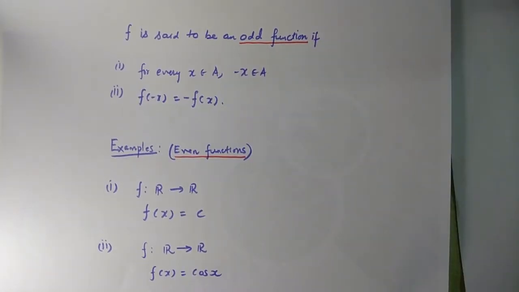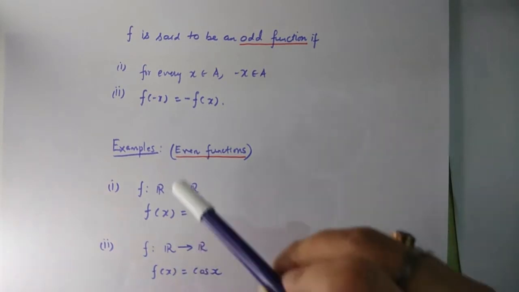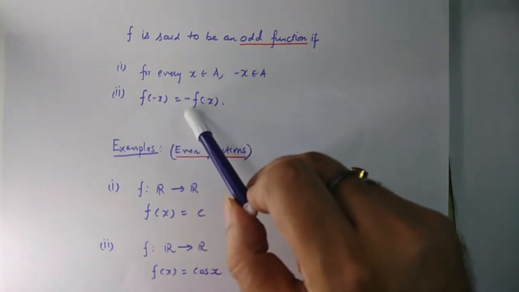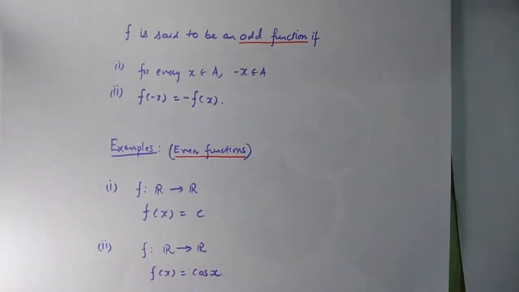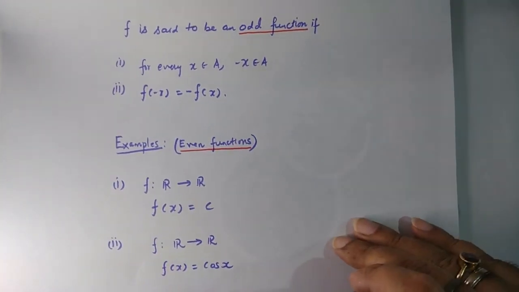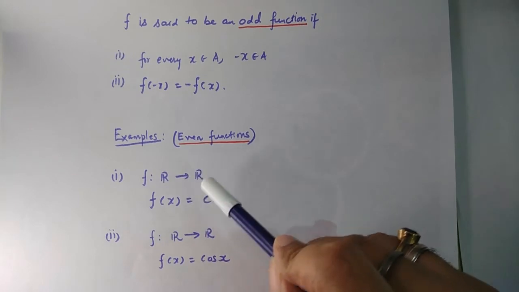f is said to be an odd function if, again, for every x belonging to the domain A, minus x must also belong to A, and f of minus x should be equal to minus of f of x for every x in the domain. Let us look at some examples of even functions.